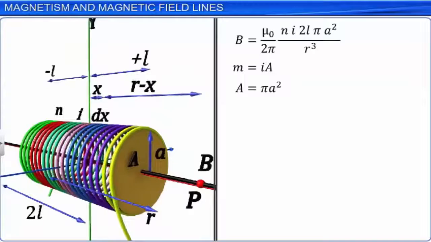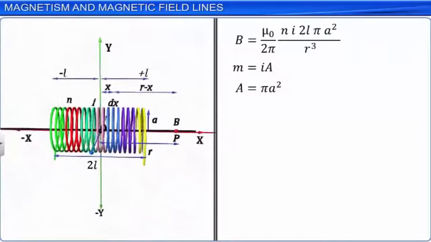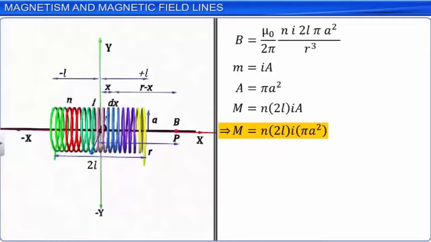Substituting M for the terms in the expression for magnetic induction B, we get the magnetic induction B is equal to mu naught by 2 pi into M by r cube. On multiplying the numerator and denominator with 2, we get the magnetic induction B is equal to mu naught by 4 pi into 2M by r cube.